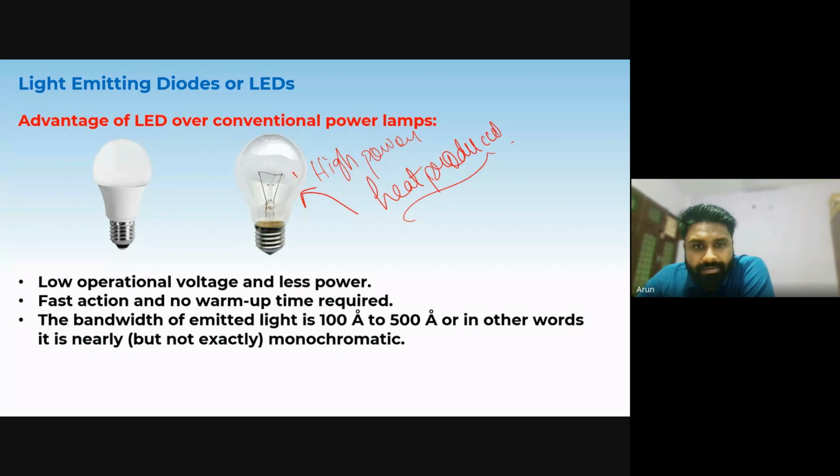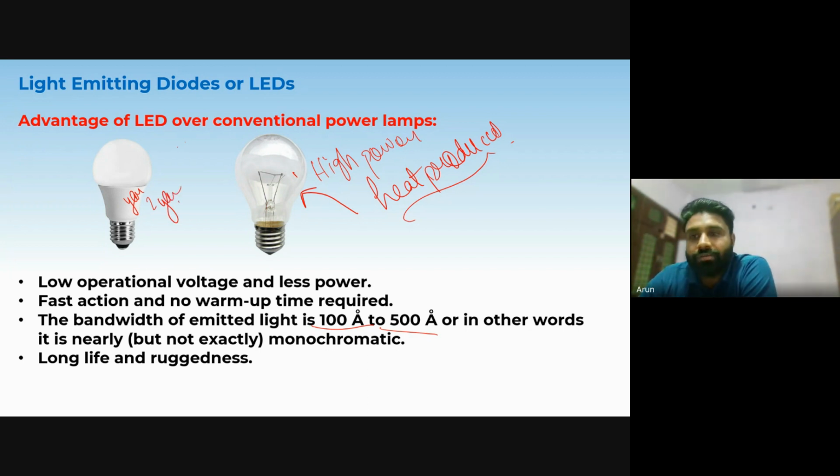इसकी बैंडविड्थ जो है 100 एंगस्ट्रॉम से 500 एंगस्ट्रॉम, and in other words it is nearly a monochromatic light, which means a single color light you will have. If you are using the white color LED bulb, so only white color is there. This is the meaning of monochromatic radiation. ठीक है, लॉन्ग लाइफ होती है, रगेडनेस भी होती है, इनके साथ वारंटी भी आती है ना, 1 year, 2 year, 3 year time. So look how long they are working. Fast switching है, as you put the switch on, the bulb will definitely turn on immediately.